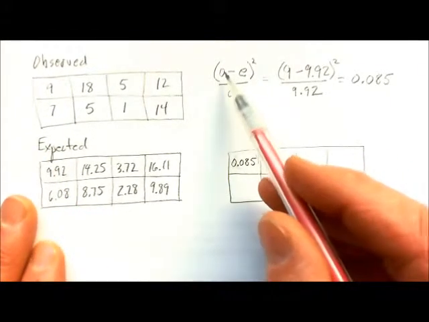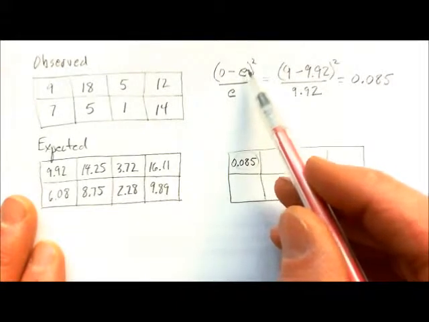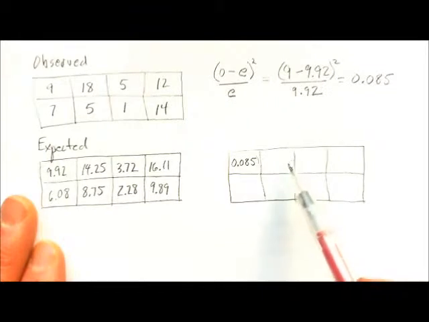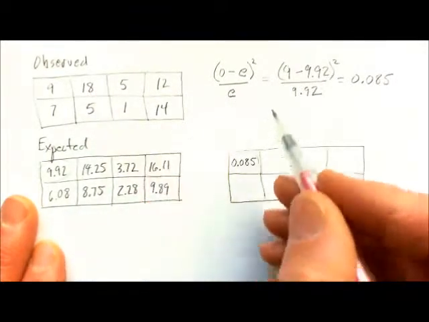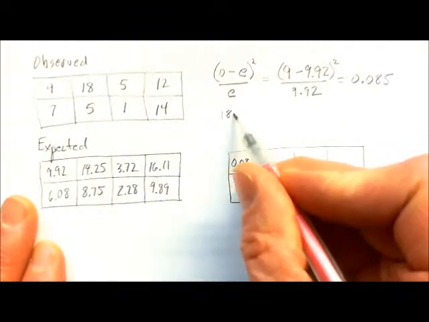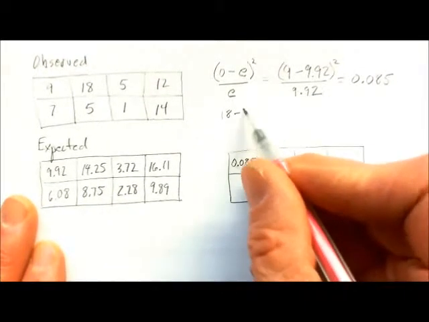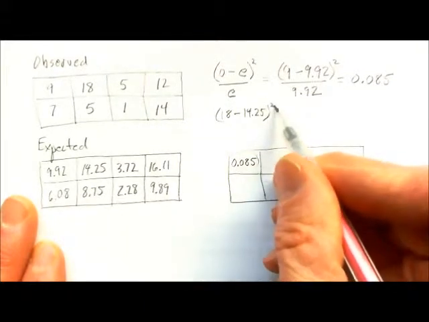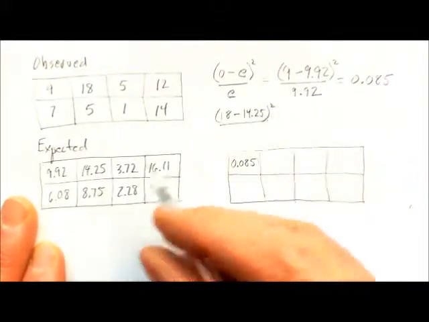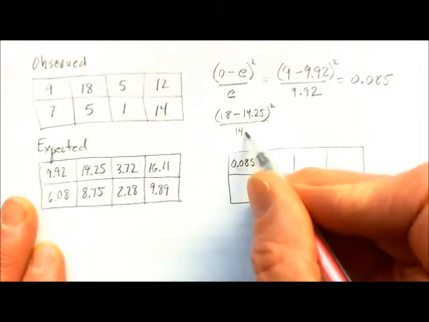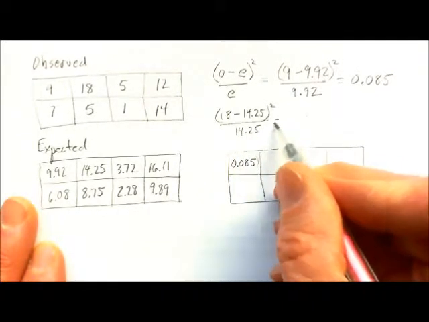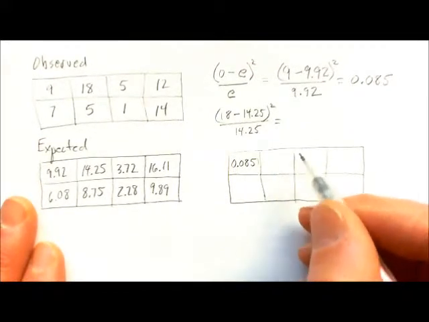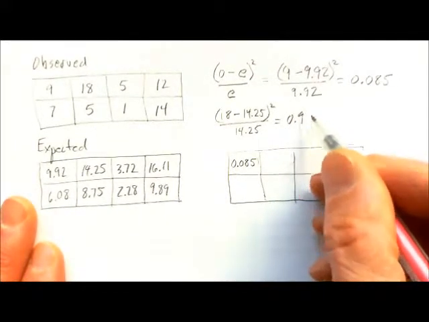So again, we take the observed minus the expected, square it, and divide by E. If we were moving on to this next cell, the observed is 18, so we take 18 minus the expected, which is 14.25. We square that, and we divide by the expected 14.25. When we do that for this cell, the value we get is 0.987.